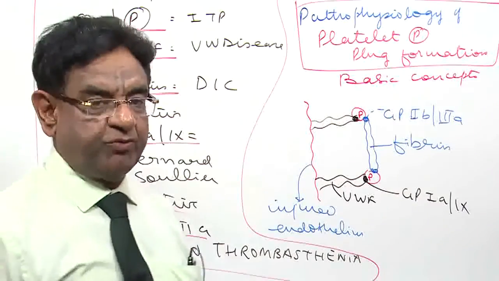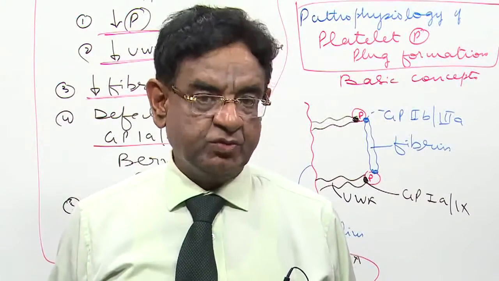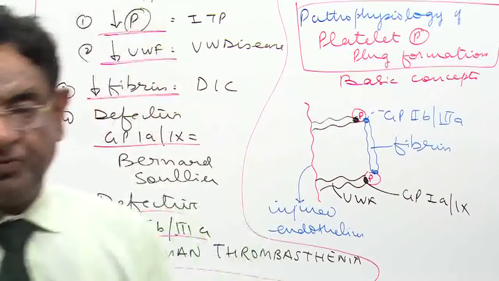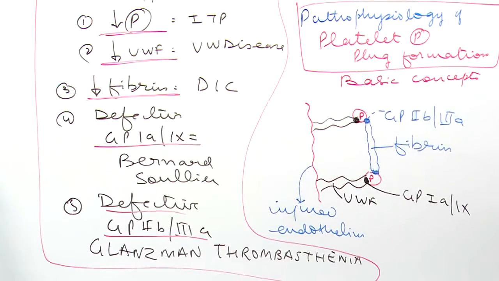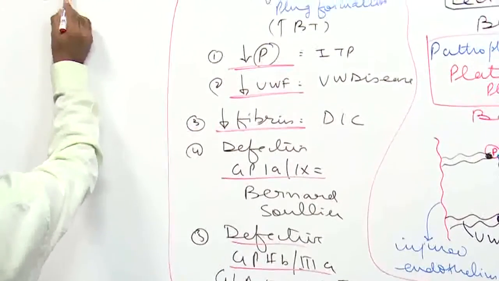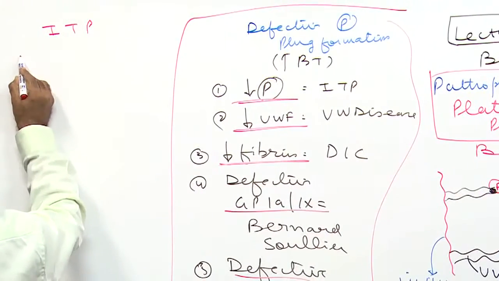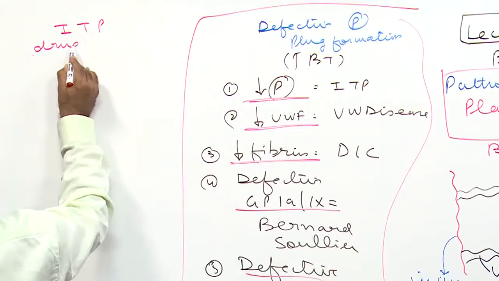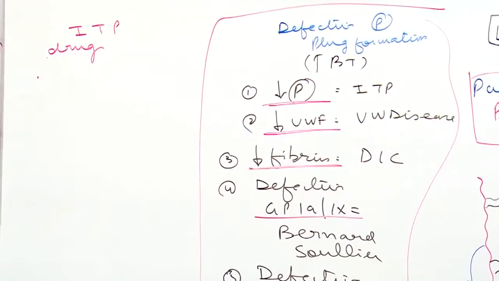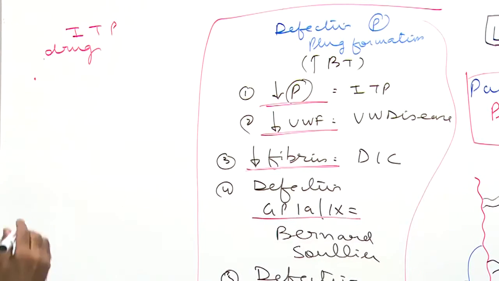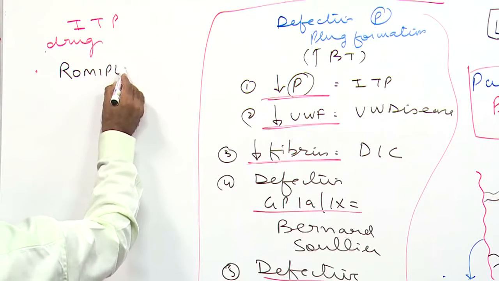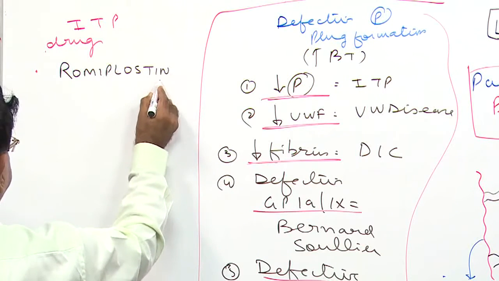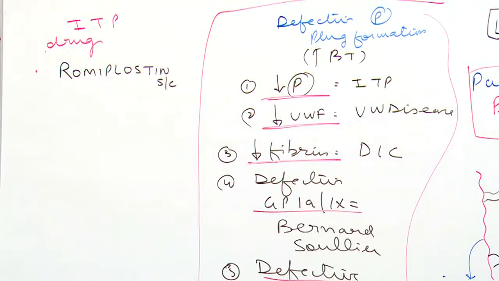Based on these basic fundamentals, let's see what new drugs have come up. First of all, we talk about the new drugs in the treatment of ITP. The first drug is romiflostim. It is given subcutaneously.